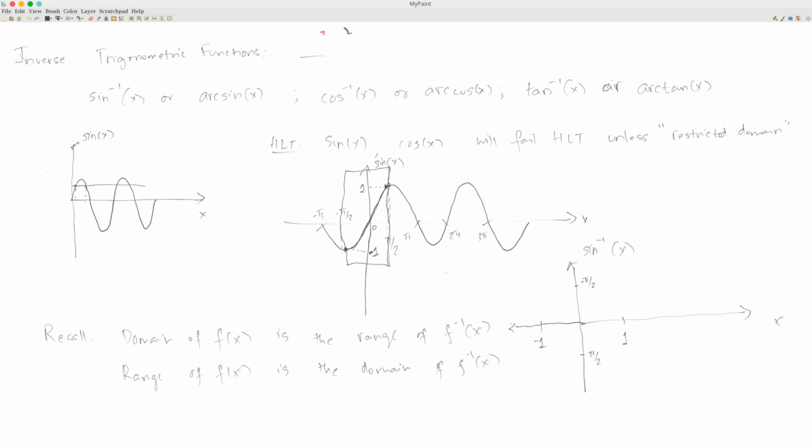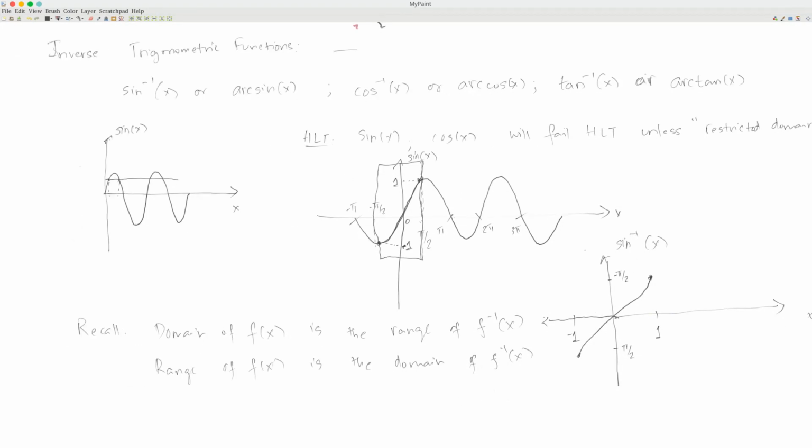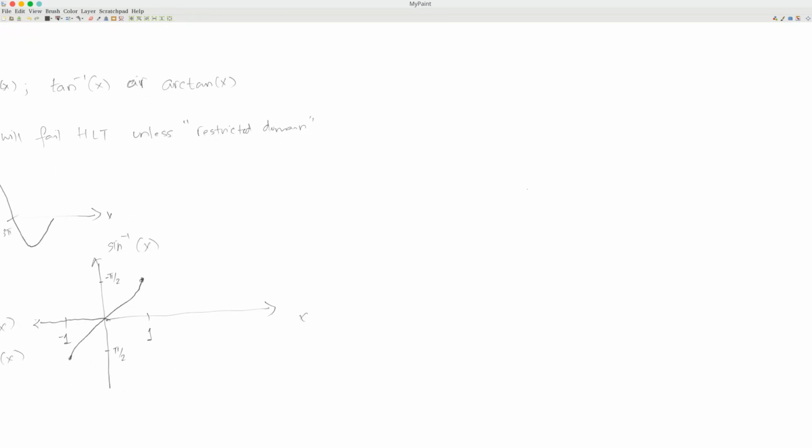And if you sort of looked at it from the y-axis, you can visualize the curve. It'll be flipped, and you would get something like this. And that would be the inverse of a sine function. We call it the arcsine, or the sine inverse of x. So what we know is the inverse function of a sine would have a domain that is between negative 1 and 1, and its range is going to be between minus pi over 2 and pi over 2.